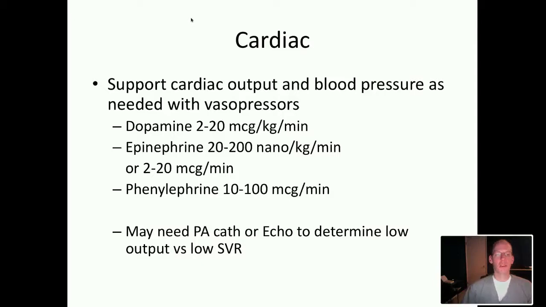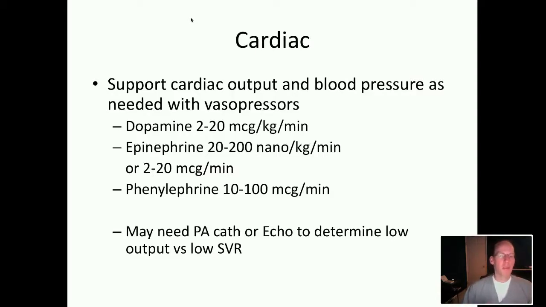So the common vasopressors, obviously dopamine, at doses from 2 to 20 mics per kilo per minute. Epinephrine from 20 to 200 nanos per kilo per minute, or 2 to 20 mics per minute. Phenylephrine, which is predominantly for vasodilatation. Dopamine and epinephrine are both going to be contractility agents. Phenylephrine is for low afterload and a systemic inflammatory response type picture.